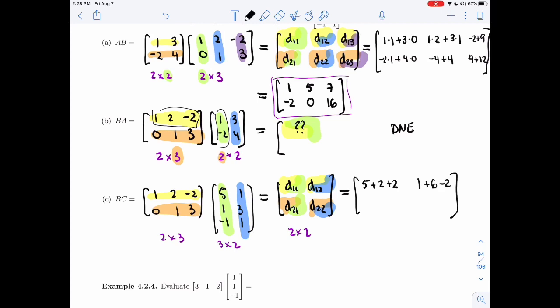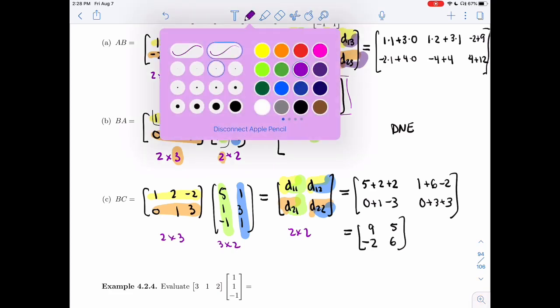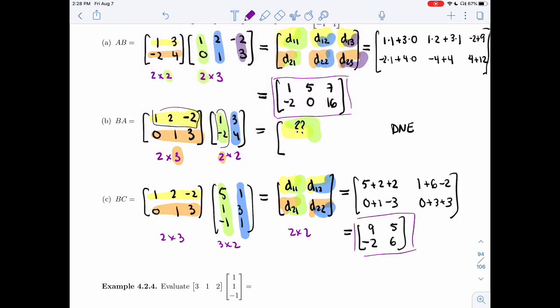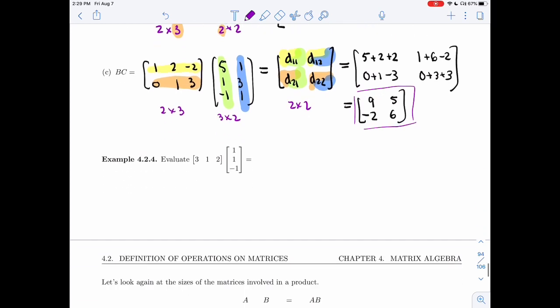All right, then I get orange and green, that's 0 plus 1 minus 3. Orange and blue, that's 0 plus 3 plus 3. And I get 9, I get 5, I get minus 2, and I get 6. See, that was already quicker. All right, let's try one more.